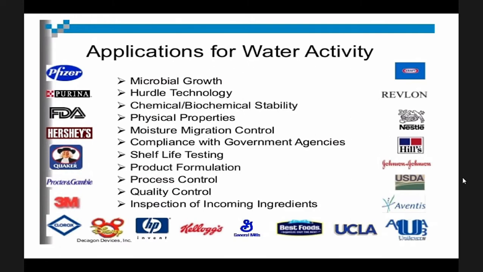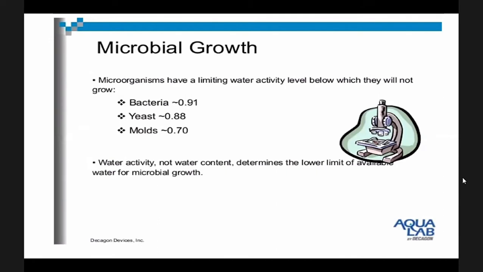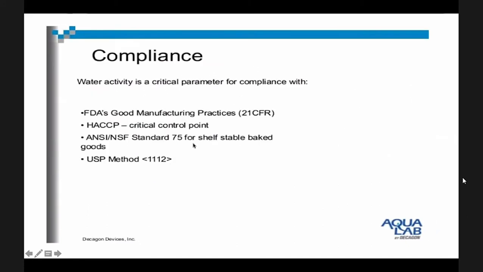And also in herbal medicines naman. So, microbial growth: microorganisms have a limiting water activity level below which they will not grow. So for bacteria, 0.91, for yeast, 0.88, and for molds, it's 0.7. And water activity is a critical parameter for compliance with the Food and Drug Administration's good manufacturing practice, HACCP, critical control points, and also for shelf life stability for baked goods.